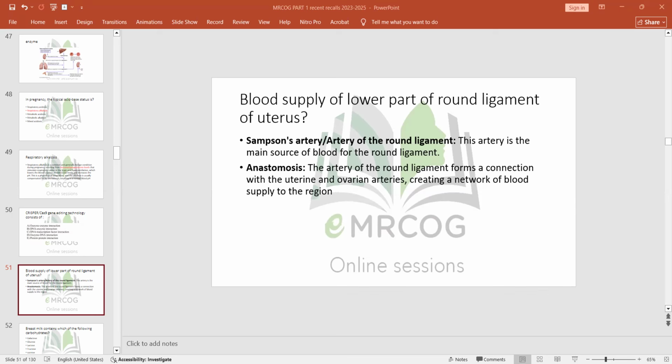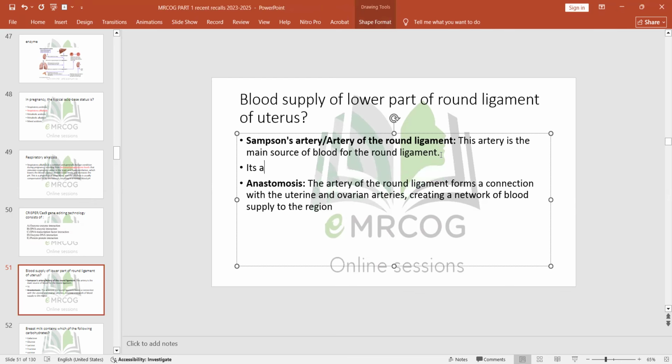Anyway, what I know is that the blood supply of the round ligament is mostly an anastomosis of the uterine and ovarian artery, but it has a definite branch to itself. It's called the artery to the round ligament or Samson's artery. This artery, as Dr. Faisal said, I could add it here. It's a branch.